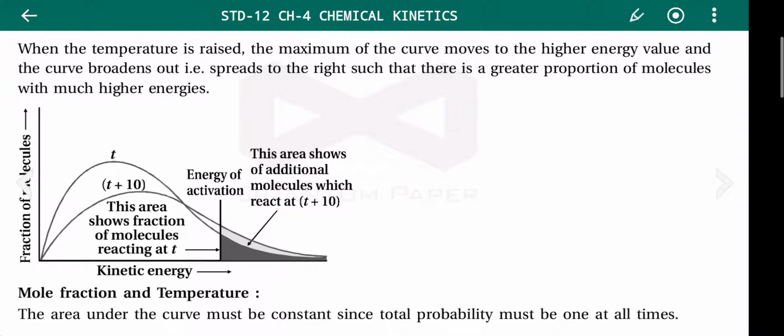So you can say that the coverage area which is dark is at T degree temperature, and dark plus light is considered as T plus 10 degrees Celsius. So the area under the curve must be constant, since total probability must be 1 at all times. So it is clearly seen from this graph that when we increase the temperature by 10 degrees Celsius, the formation of product will be very fast.